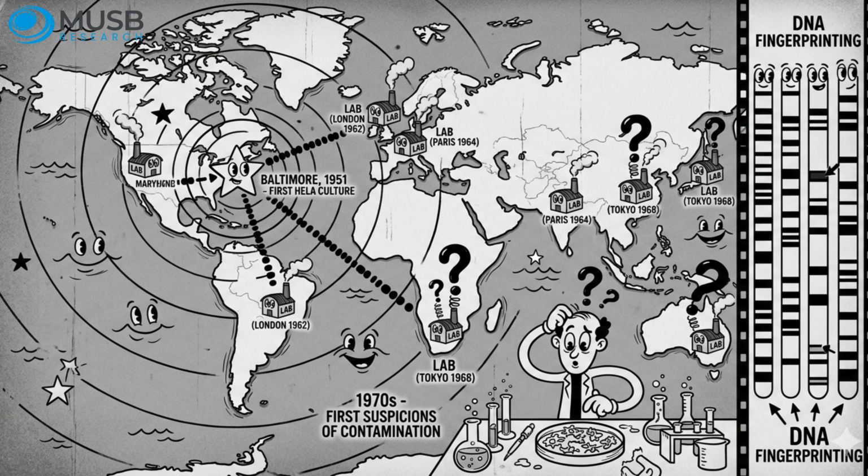HeLa cells are, biologically speaking, aggressive. They grow faster than almost any human cell line. And in the open, shared lab environments of the 1960s and 70s, where cells were passed between researchers, where shared equipment was the norm, where biosafety procedures were primitive by modern standards, HeLa cells began to contaminate other cultures. Not dramatically, not obviously, silently.